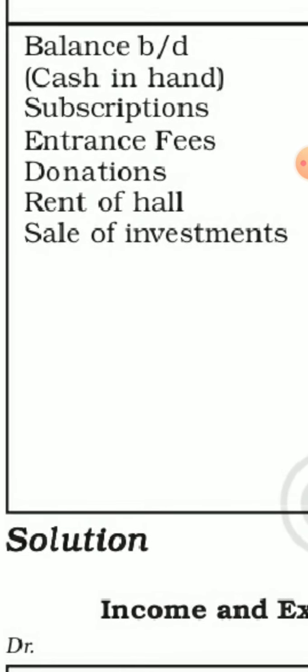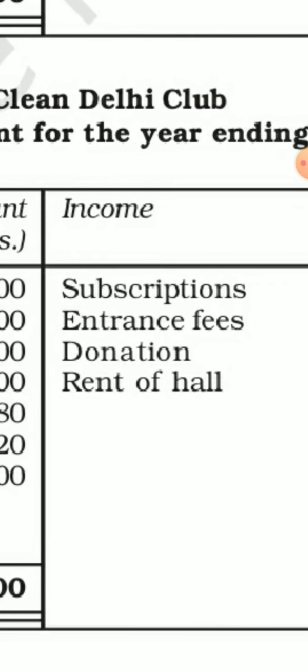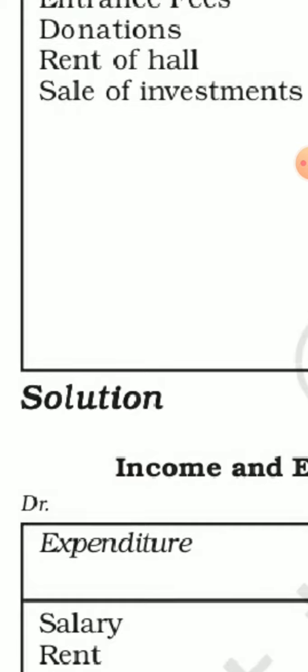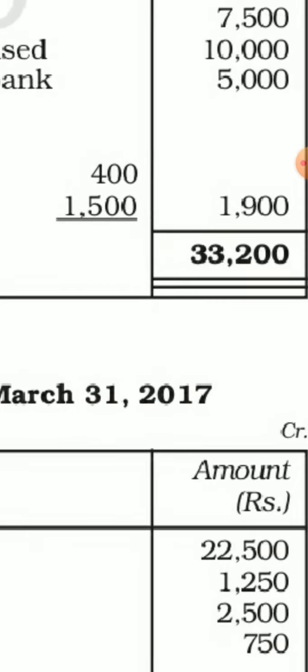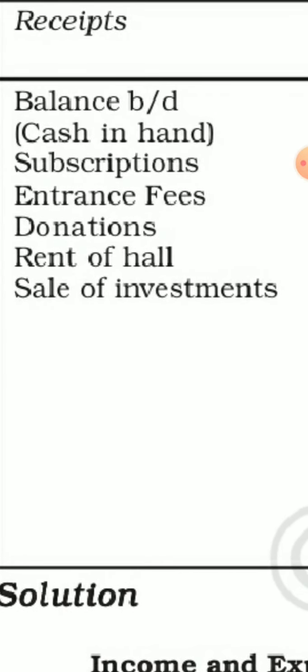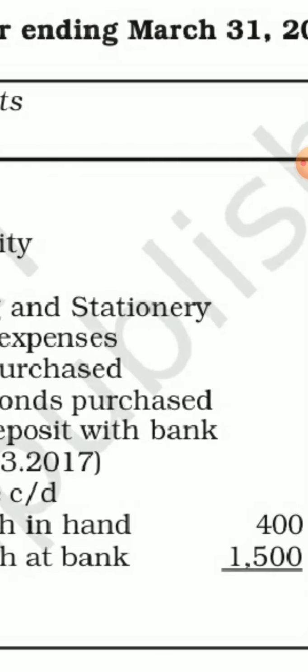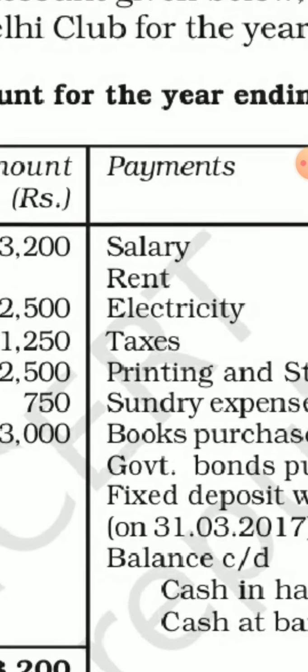Next, donation. If this donation is for any special purpose, then we take it in the balance sheet, but if only donation is given, then we take this donation in the income and expenditure account, by donation. Then next, rent of hall. Again we take this rent of hall on the income side, by rent. And next is the sale of investment, which relates to capital receipts, because investment is an asset, so we will not take this sale of investment. Then we go to the payment side.